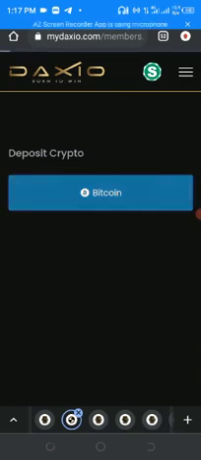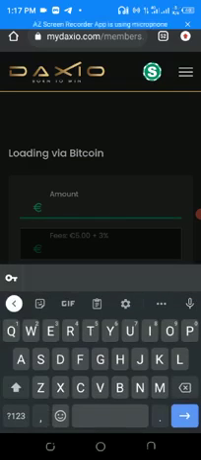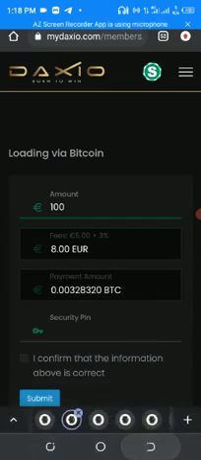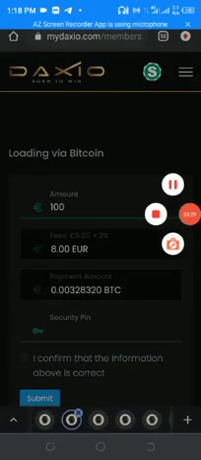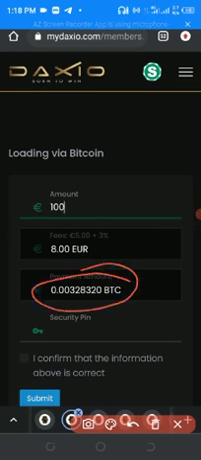It's 0.0300328,320. So you copy this amount here and then take it to find out how much it is in Bitcoin. First of all, let's see how much this is in Bitcoin.